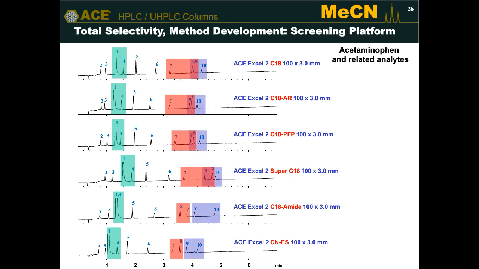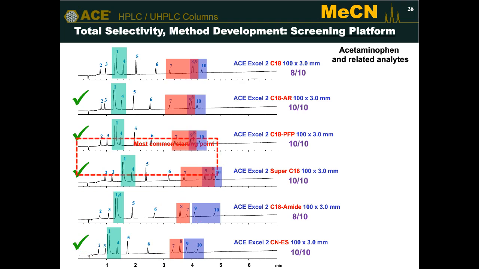You can see that if we start at the top, the C18 we have co-elution, the AR we have co-elution, PFP is separated, the super C18 is separated, the C18 amide is separated, and the cyano-ES is also separated. So if we count up the peaks that are separated with the acetonitrile organic solvent, we have 4 options now, and 2 from the previous methanol slide, making 6 different options of column chemistries that would have given us our separation. And again, with acetonitrile, we have co-elution.